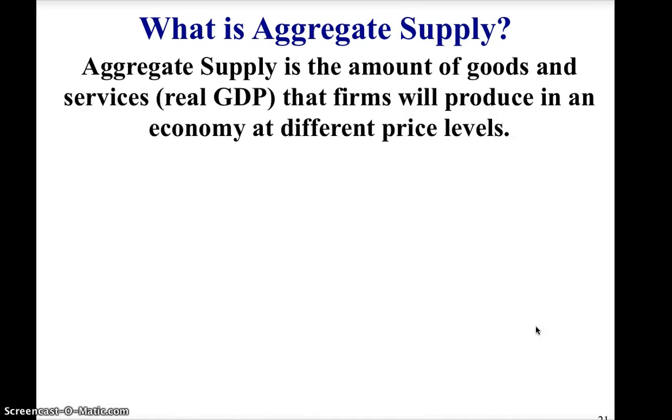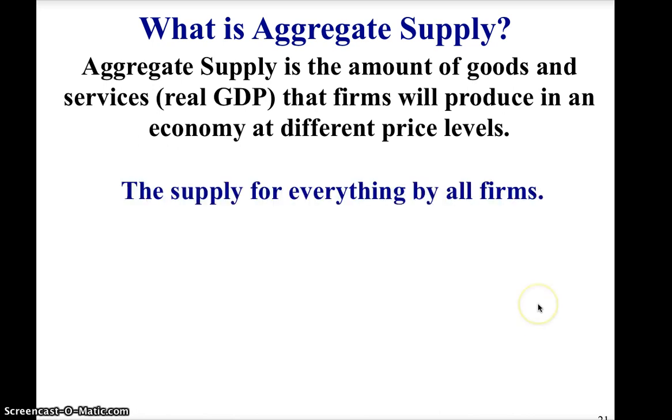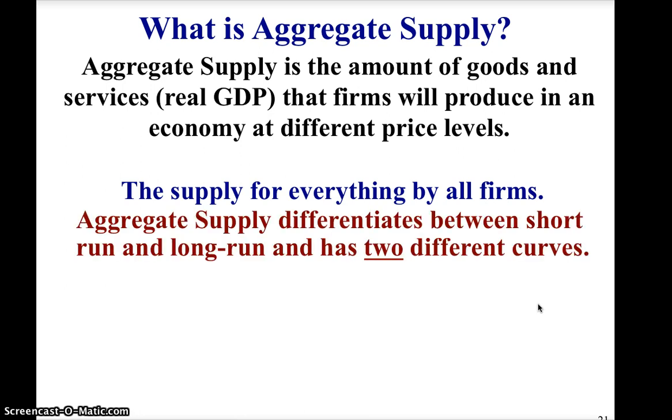So aggregate supply is the amount of goods and services, or real GDP, that firms will produce in an economy at different price levels. Remember, in theory, everything that is produced is sold, so it does make sense that just like aggregate demand is the amount of goods and services, real GDP, that's purchased, aggregate supply is the amount of goods and services that the firms will produce. But an easier way to think about it is just that it's the supply for everything by all firms.